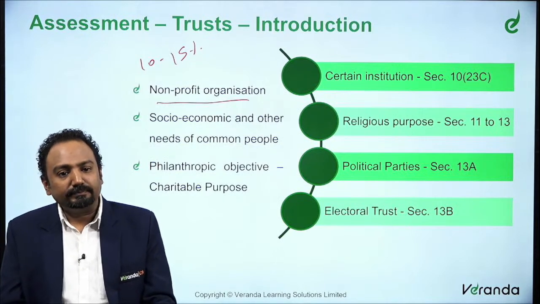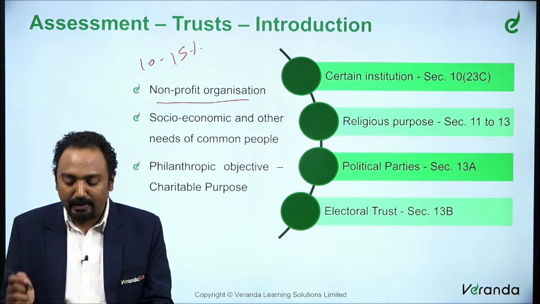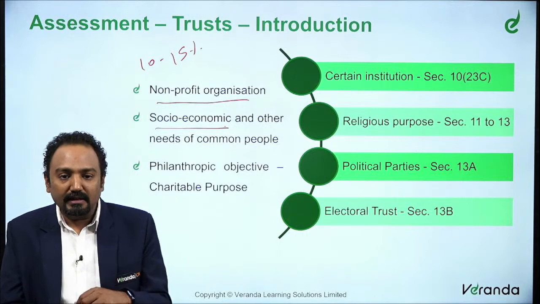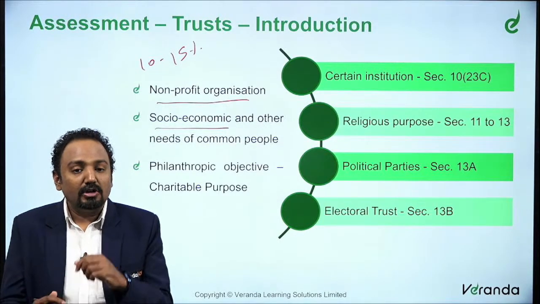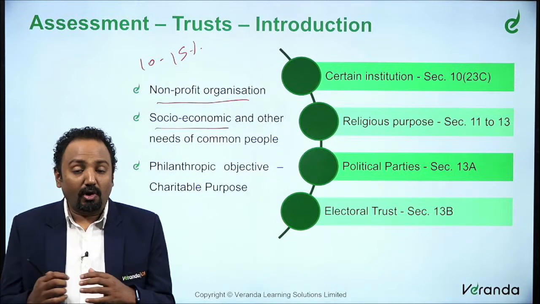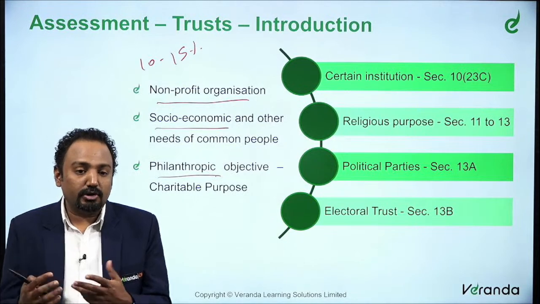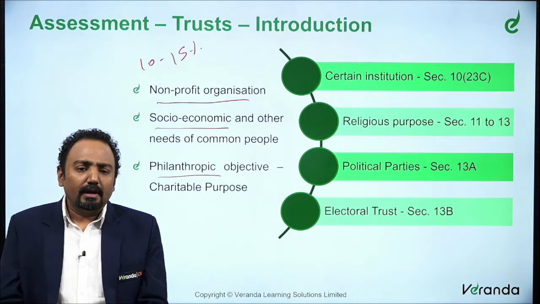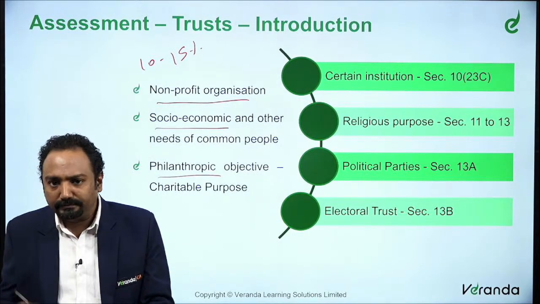The trust is primarily for socio-economic development. So it is primarily to cater to the socio-economic development of a particular society or a group of people. That's what they give importance to. So what is their primary objective? It is philanthropic. They want to do service, right? That's what you mean by charitable.